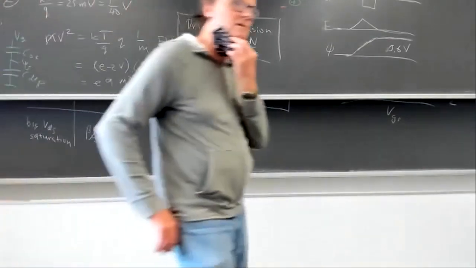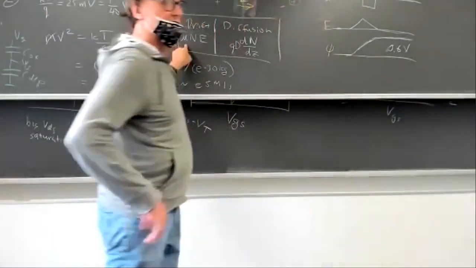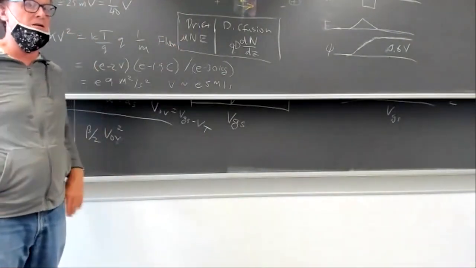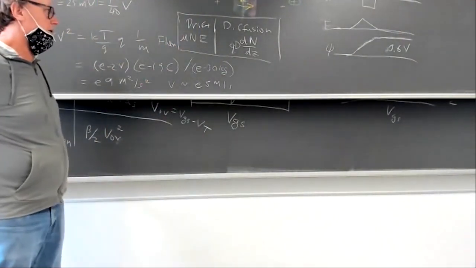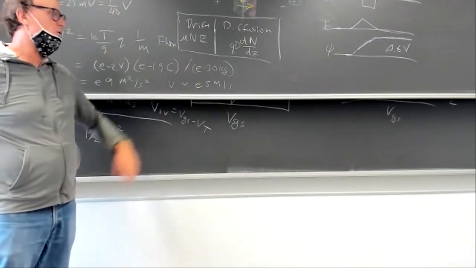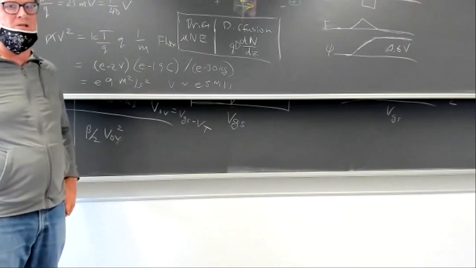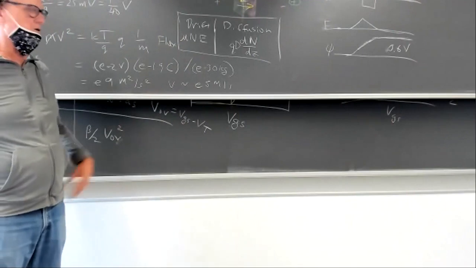Where does the U come from again? Mu, not U, mu, that's the mobility. That's just a constant that has to do with the semiconductor material. It's how fast the charge moves with electric field. It has units of centimeter squared per volt second. Don't worry about the units.